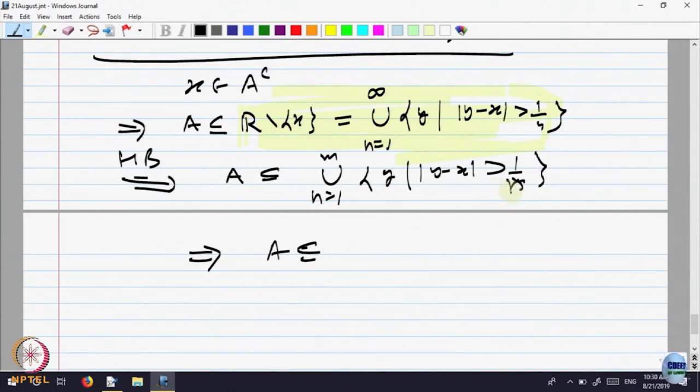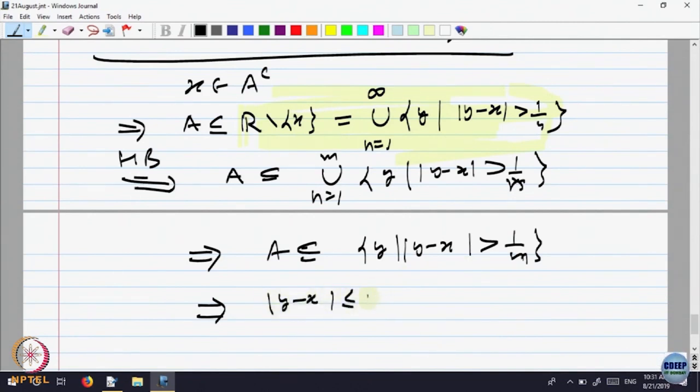We just now observed, for m bigger than n, this is a smaller one. So what is the largest one? This is all y such that mod y minus x is bigger than 1 over n, n equal to 1 to m. So this is m. Is that okay? 1 over m is the largest length possible. And that implies, now go to the complement. What is the complement of this? That means mod y minus x less than or equal to 1 over m, that set of all y is a subset of the complement.